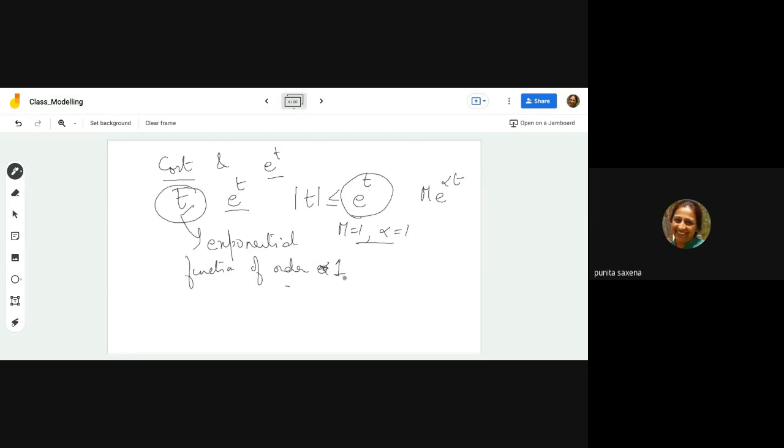Because t is an exponential function of order 1, in fact, what was alpha in this? 1. And t is a continuous function. That's why the Laplace transform for t exists. Similarly, the Laplace transform for cos t exists.